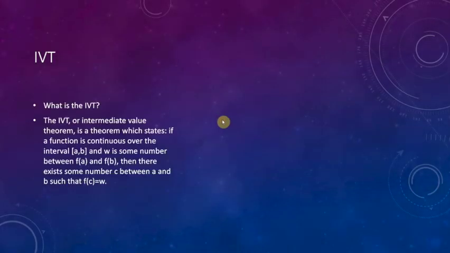IVT. What is the IVT? The IVT is known as the intermediate value theorem. It is a theorem which states if a function is continuous over the interval a to b, and w is some number between f of a and f of b, then there exists some number, c, between a and b, such that f of c equals w.